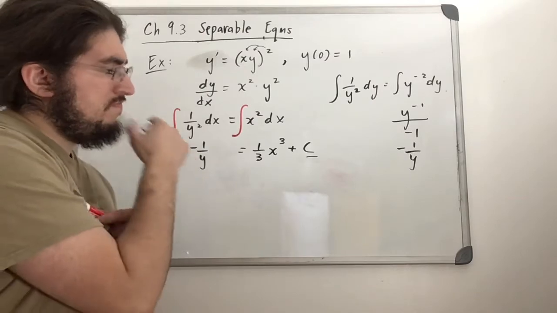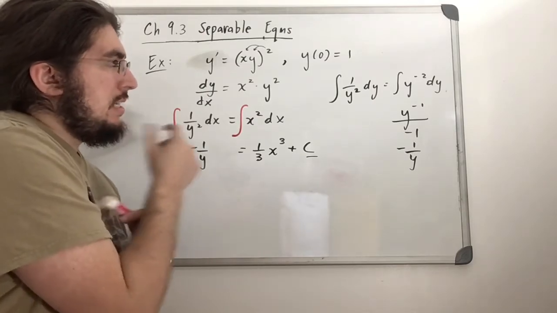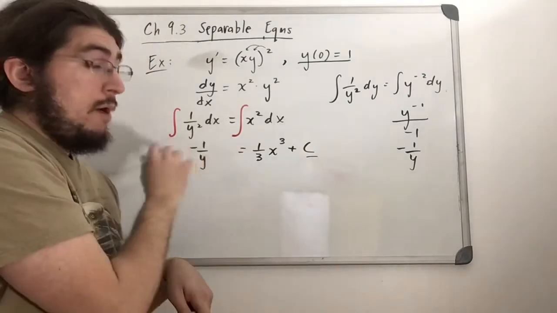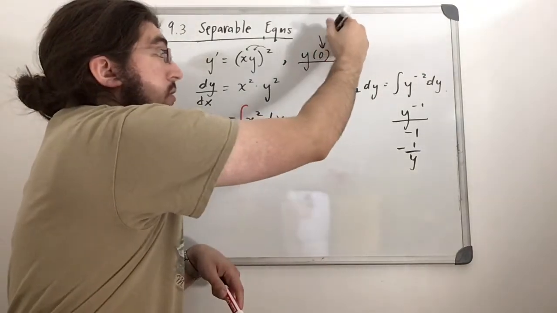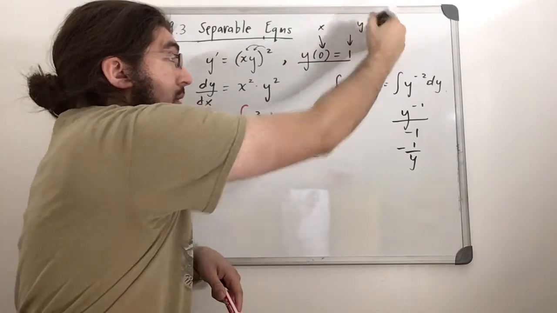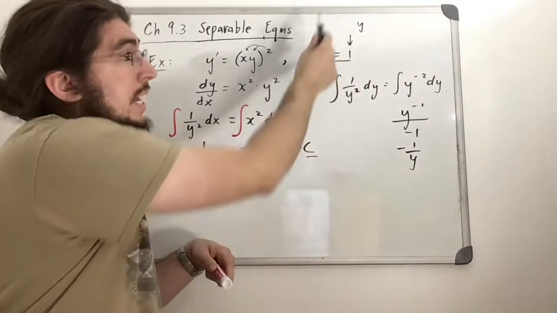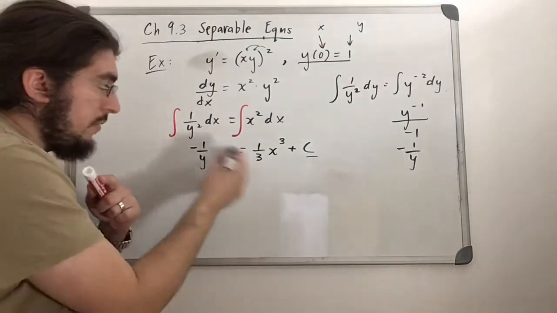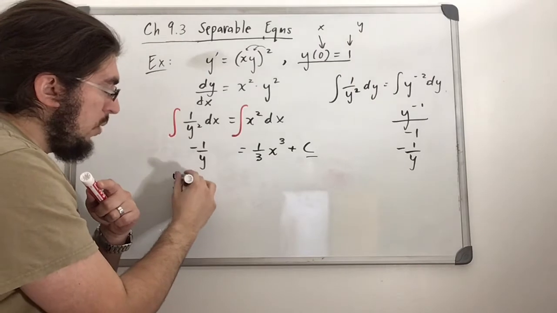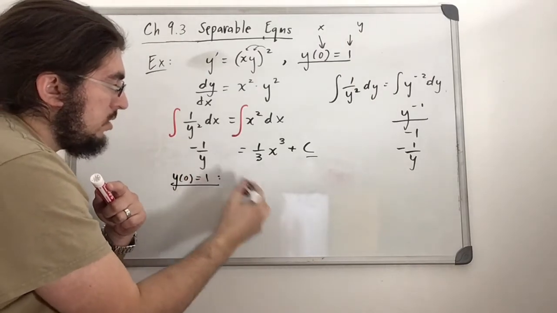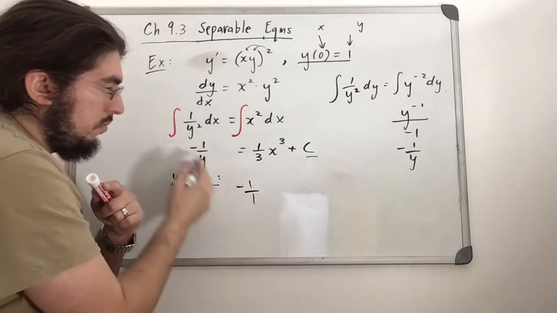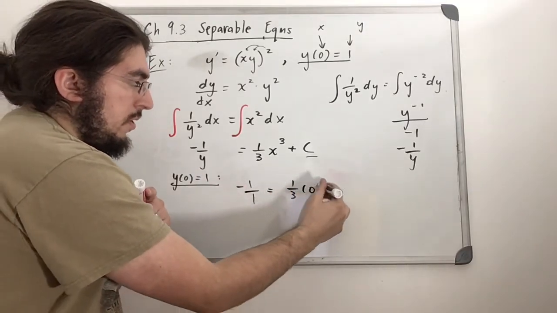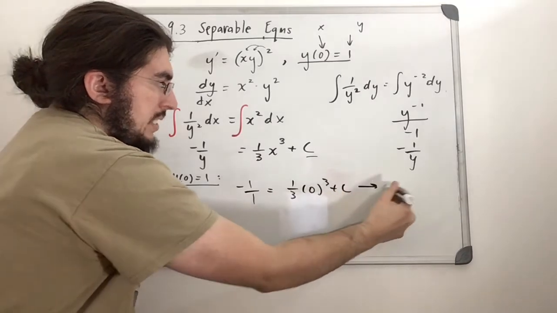So, the tricky thing is we can actually use this initial condition at any level. So if I wanted to right now, I can plug in x equals 0, and this will tell me that y is going to be equal to 1. This basically says that when x is 0, y is 1. y of 0 equals 1 means that. So if you wanted to do that right here, we can say since y of 0 is equal to 1, this will imply that negative 1 over, well, y will be 1 when x is 0, is equal to 1/3 times 0 cubed plus c. Basically, c would be negative 1.